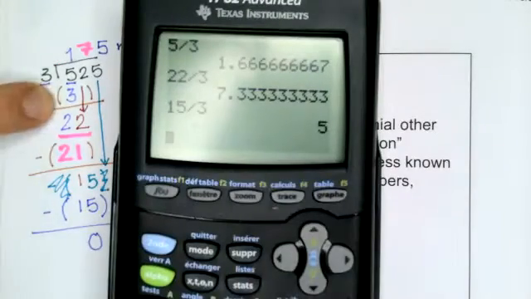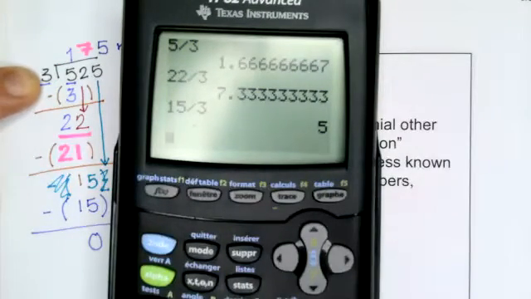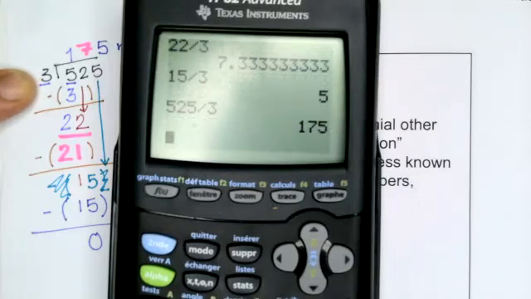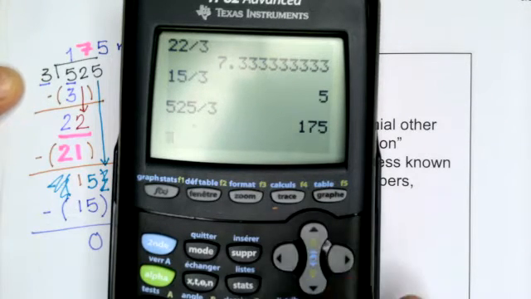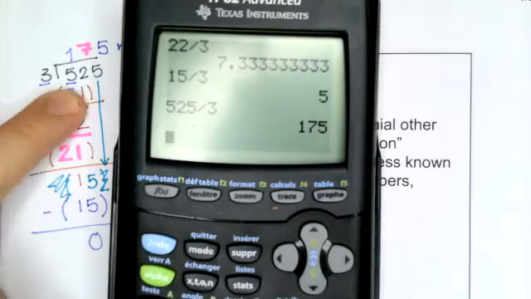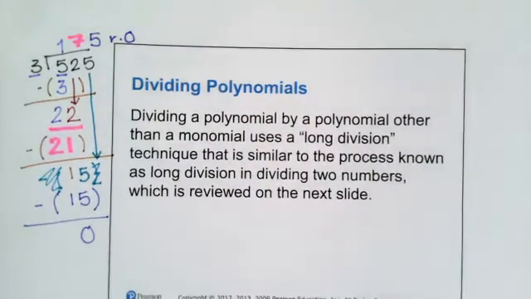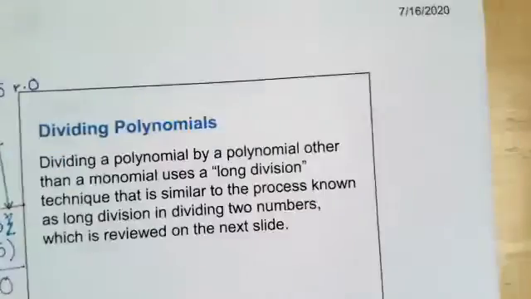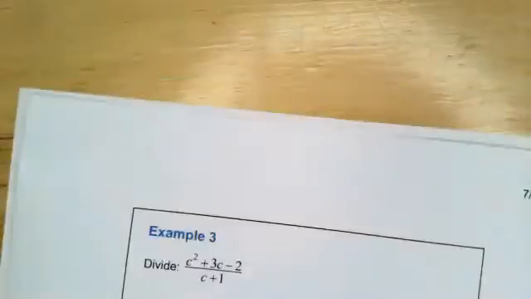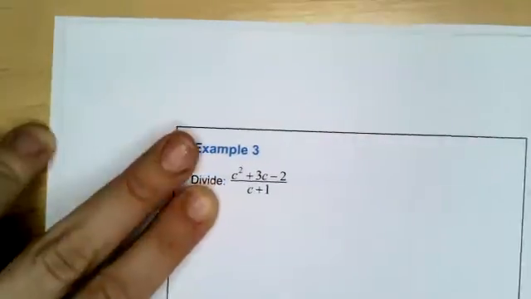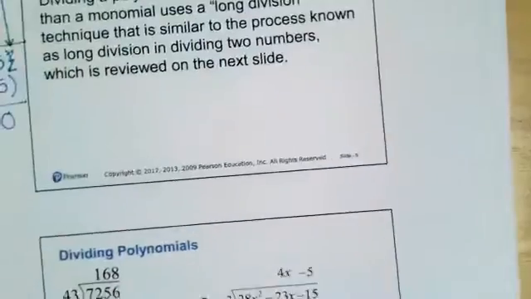Is it true? 525 divided by 3 is 175. Good? Because 175 times 3 is 525. So that's what we're doing if your division problem has more than one term on the bottom. Okay? So let's look at these examples.